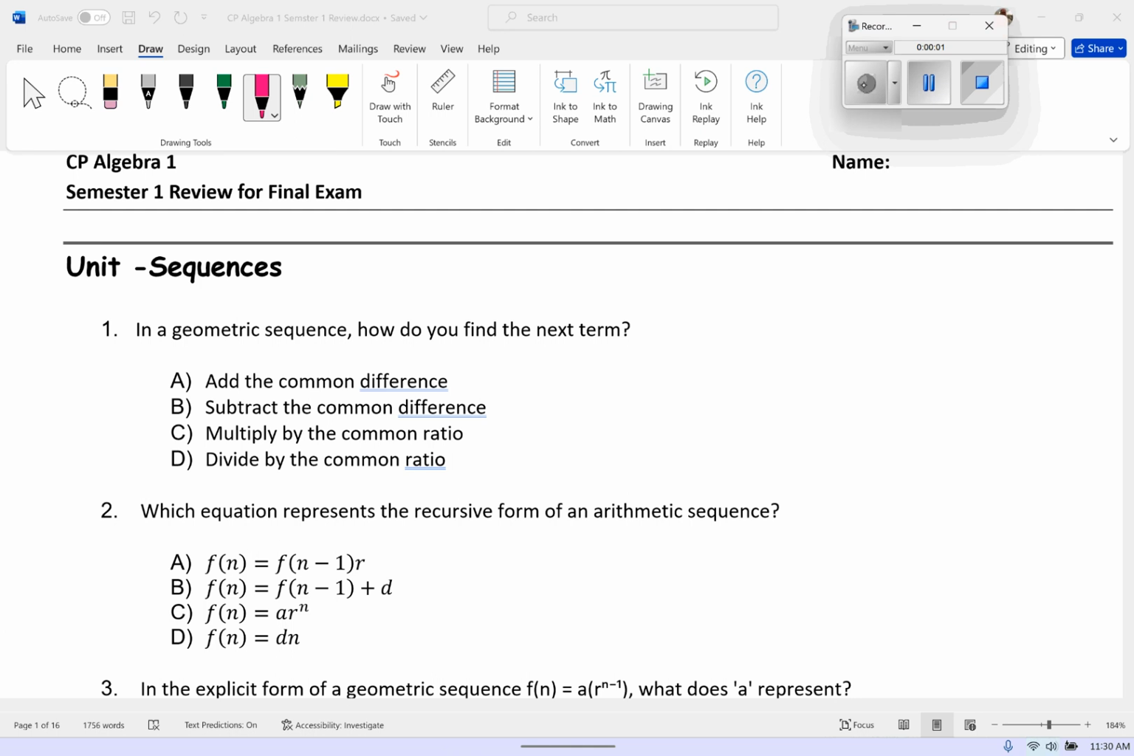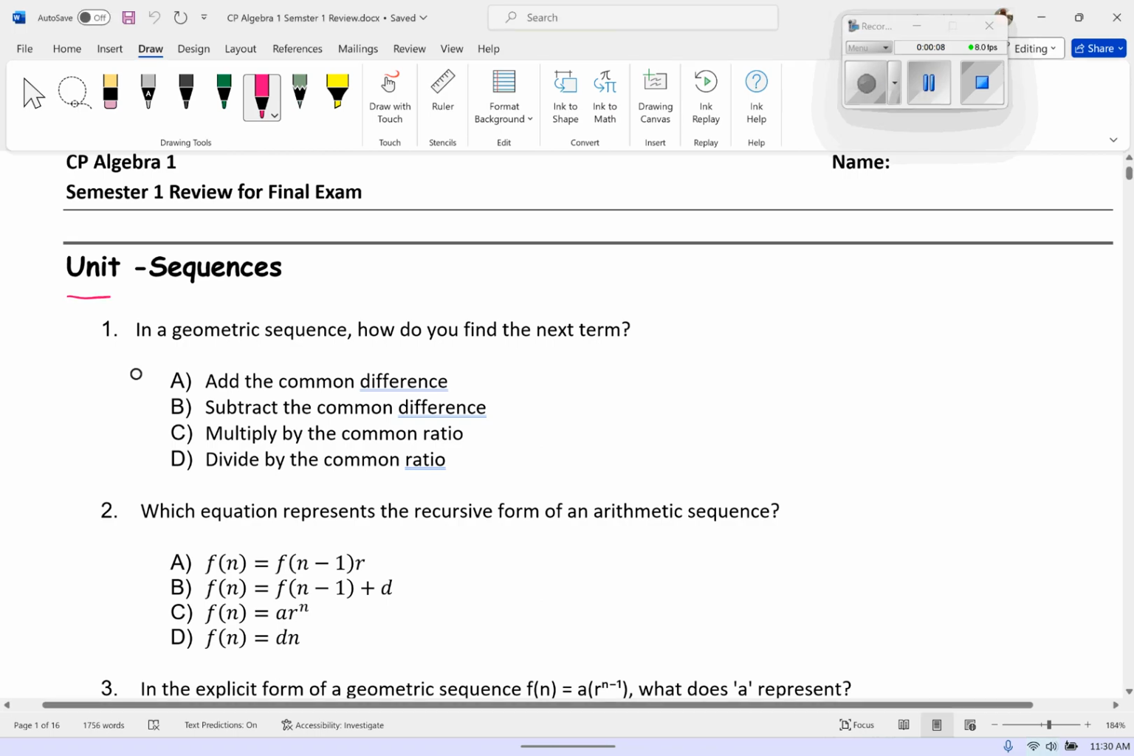Hi, CP Algebra 1. This is going to be for the review packet we gave you. This is for the unit on sequences. So there'll be a couple of videos that I'll go through and do these.